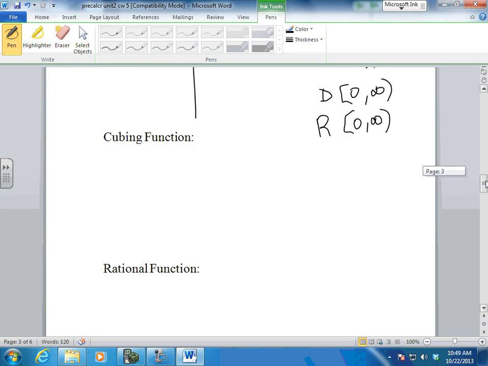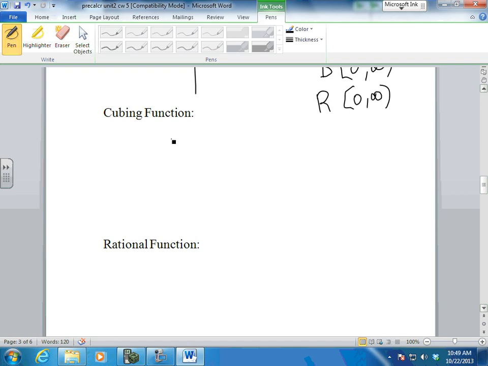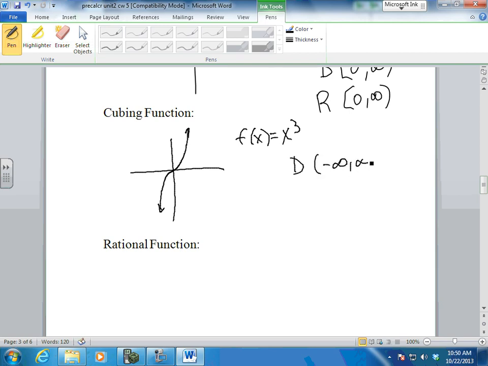Now, your cubing function, which we've looked at in many of your graphs, just goes like this. It's down on one end, up on the other end. f of x is equal to x cubed. What's the domain of this one? All real numbers. And what's the range of this one? All real numbers. This is kind of nice. We've been seeing that we've been working with these, and they're all real numbers.